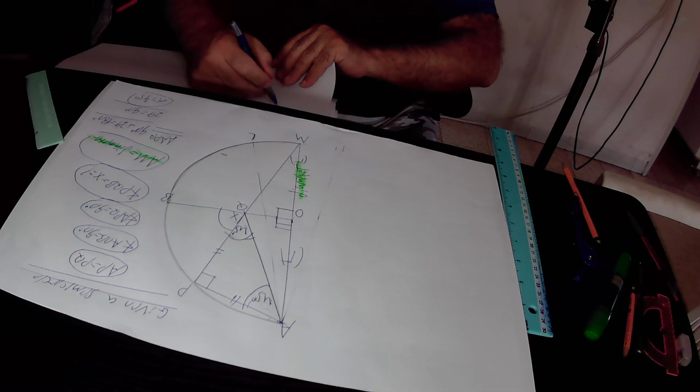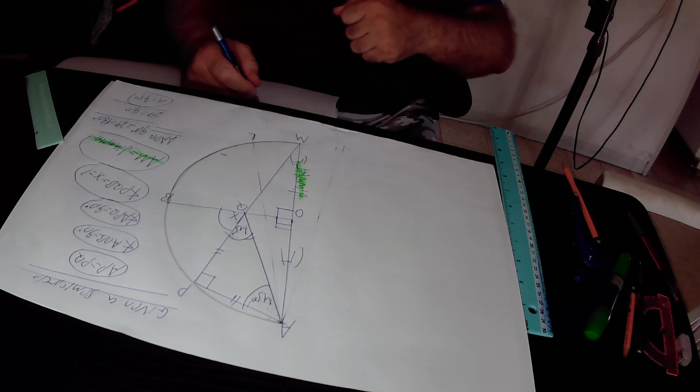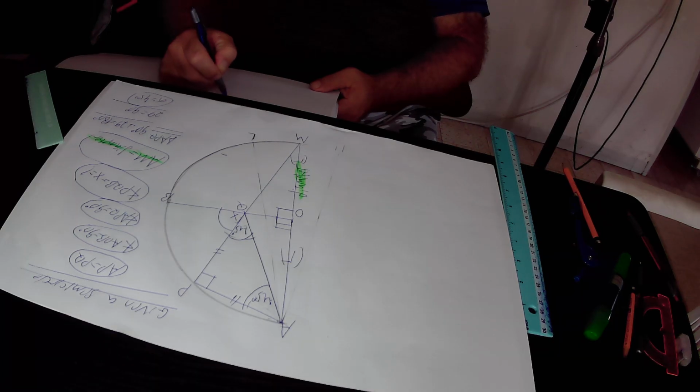And finally, this is side OQ. This is a common side that belongs to both triangles. So you can write down that OQ equals itself, a common side that belongs to both triangles.